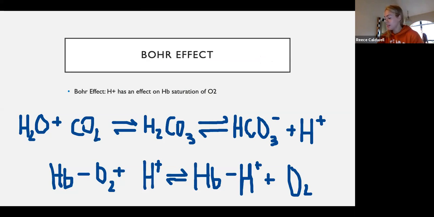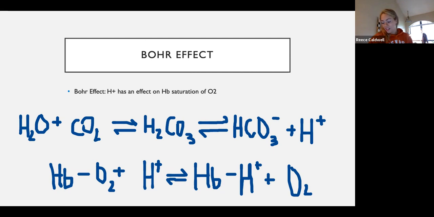So now we're gonna get into the Bohr effect because that's what number 2 is asking about. So you definitely don't need to memorize this equation at all. What this is showing us is the bicarbonate blood buffering system, and definitely don't memorize this. I'm just using it as a visual to kind of illustrate what's going on here. So the Bohr effect tells us that hydrogen has an effect on the hemoglobin saturation of O2. So it has an effect on the affinity of hemoglobin for oxygen.